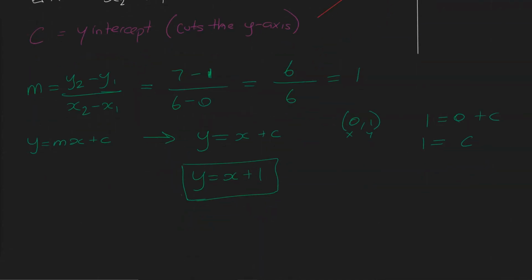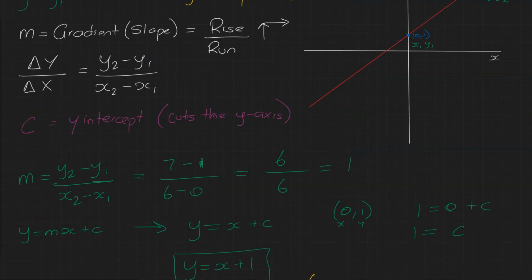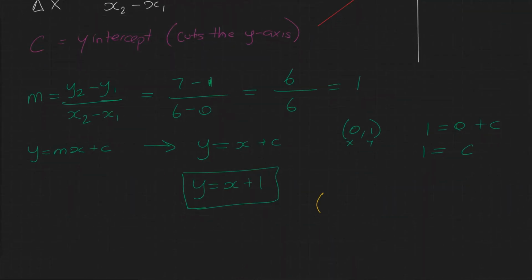So I'll try to use the other point. What was the other point we had? It was 6 and 7. Cool, and I'll substitute, so that's x and y. So I will have 7 equals 6 plus c. And if I take the 6 across to the other side, I get 7 minus 6 equals c. And yes, we've got 1 equals c.